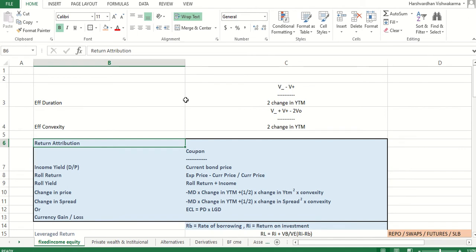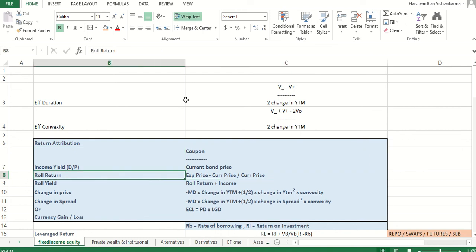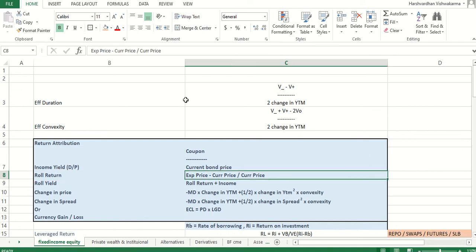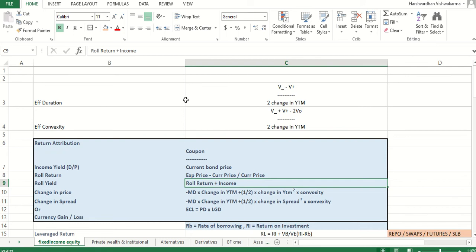The return of a fixed income portfolio can be attributed to the income yield, which is your coupon divided by the current bond price, and the roll return, which is the future price minus current price divided by current price, very simple. The combination of both of them is known as the roll yield, which is the roll return plus the income yield. Change in price has the same formula from L1 and L2, which is duration into change in yield plus 1/2 into change in YTM the whole square into convexity.